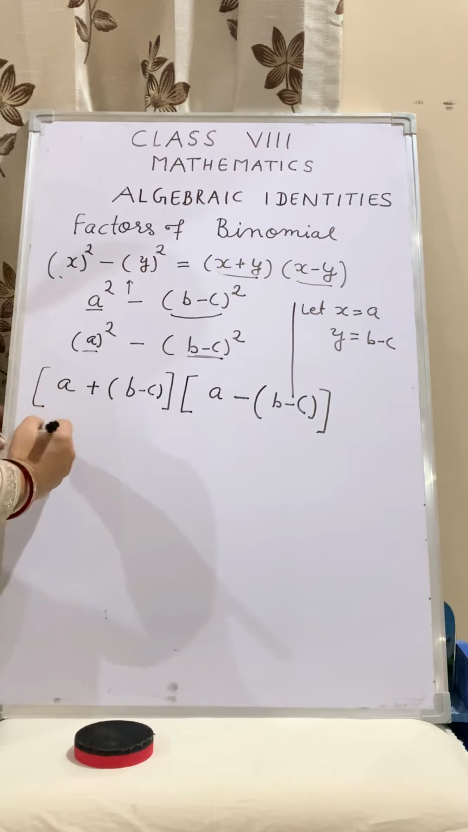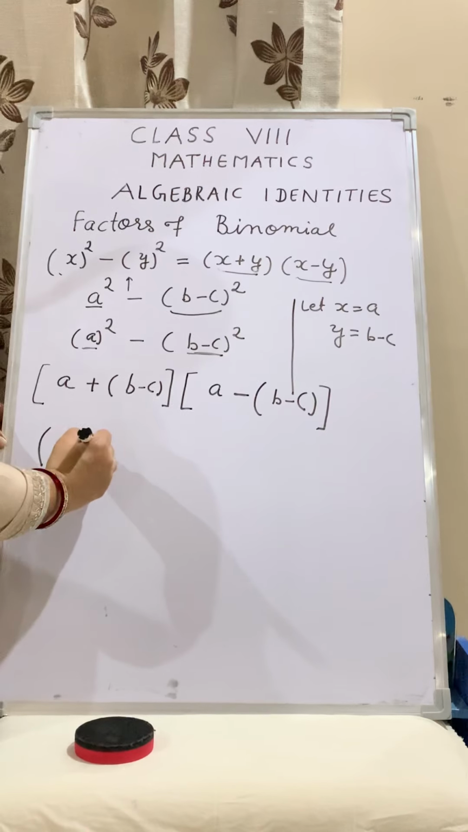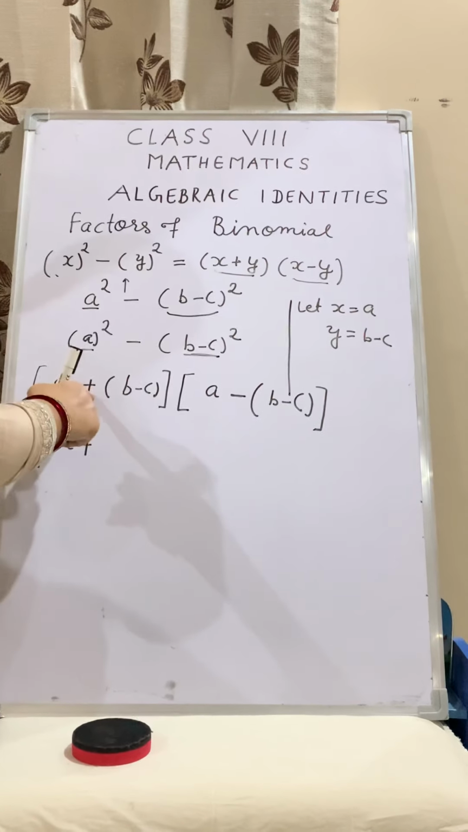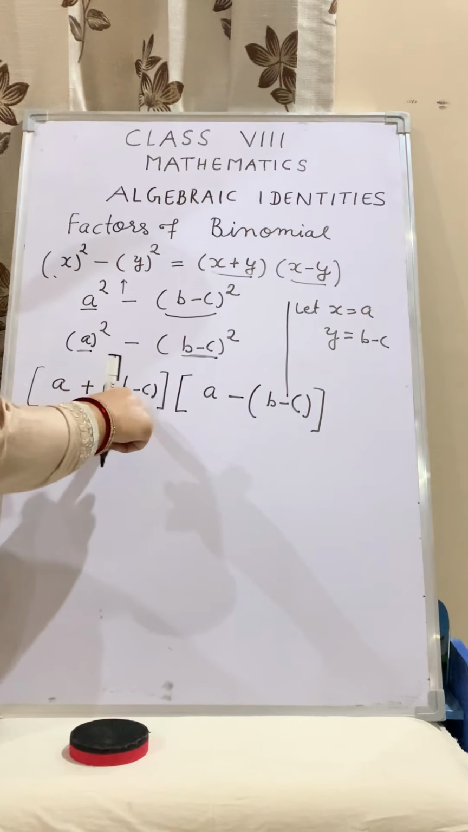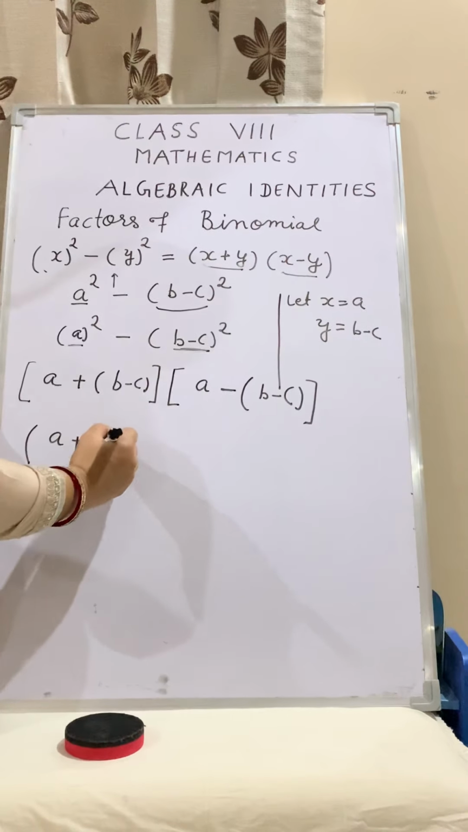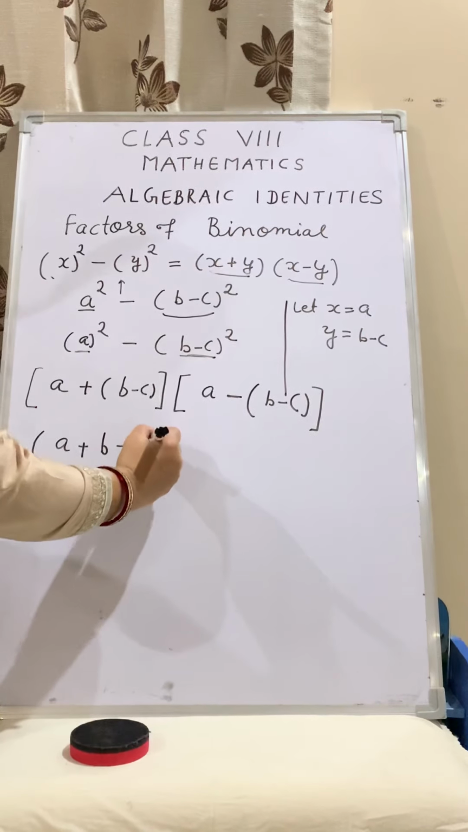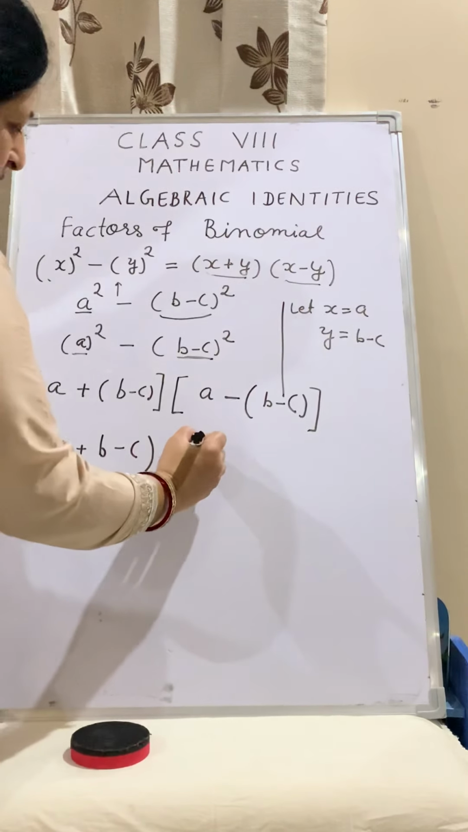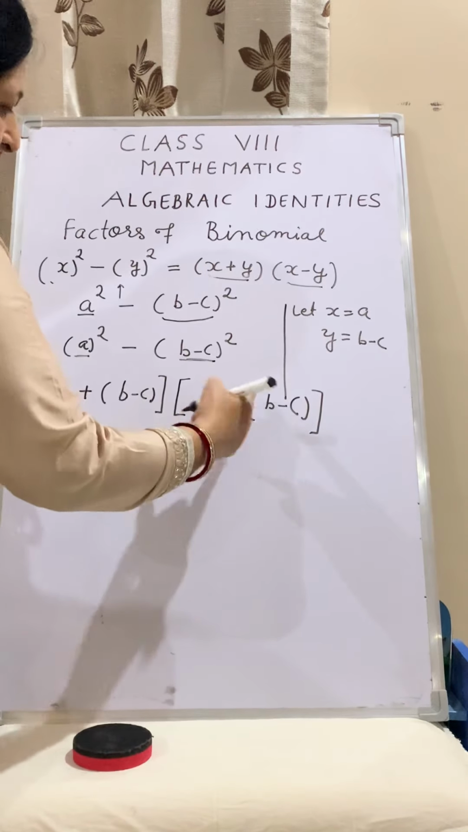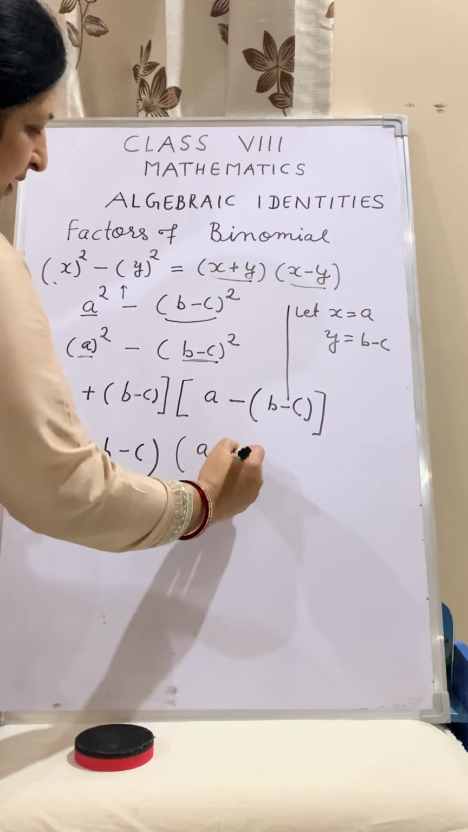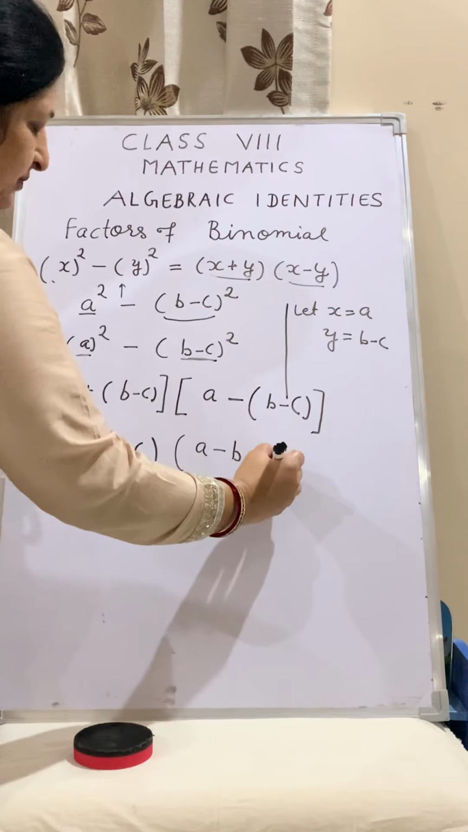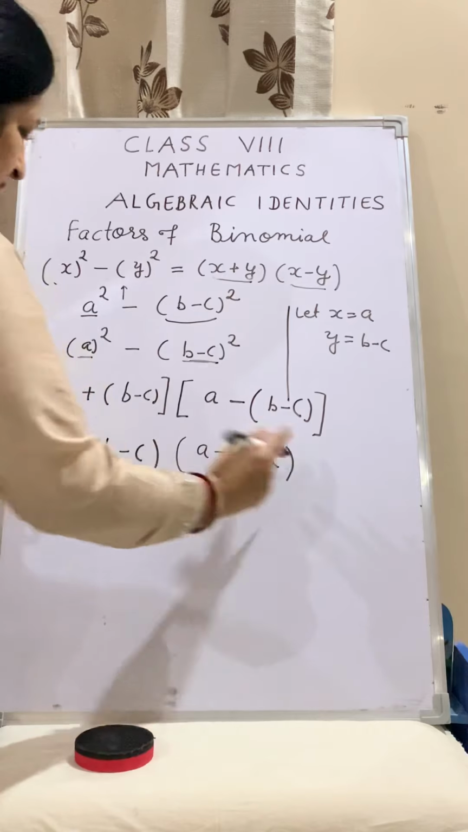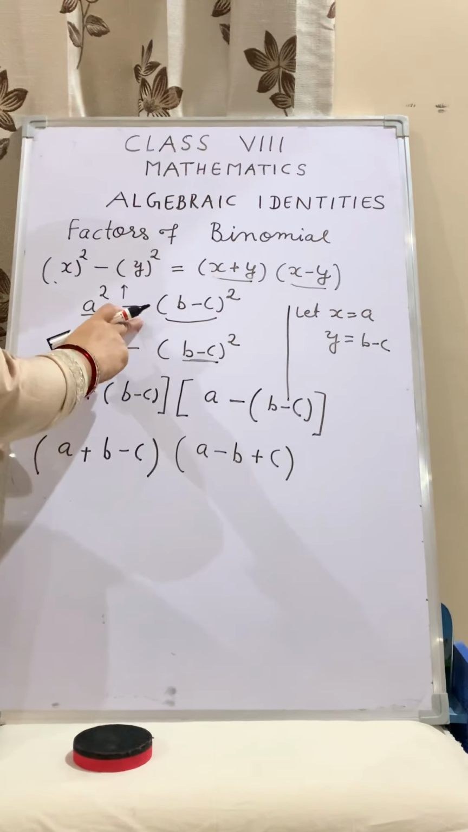Now solve it. A plus, it is plus sign. You can write as this: a plus b minus c. Now a, it is negative sign. B will be negative and c will be positive. So these are the two factors of this statement.